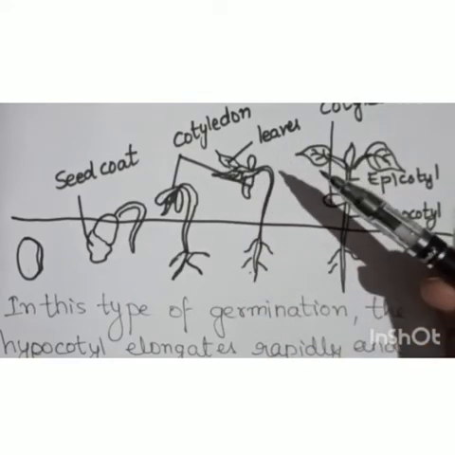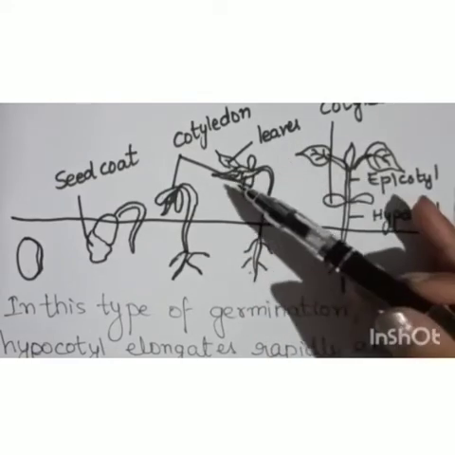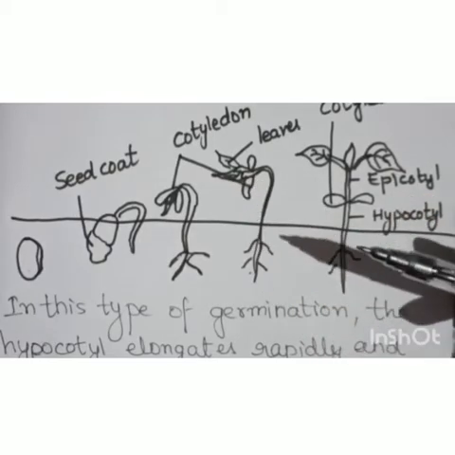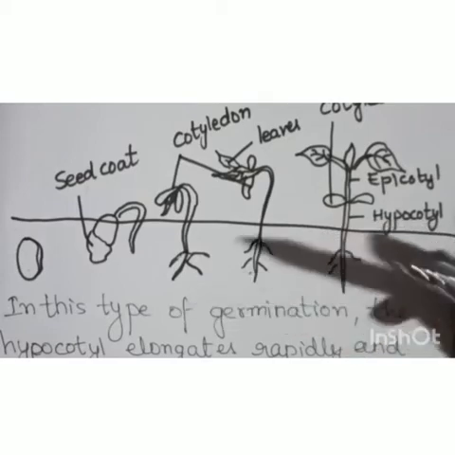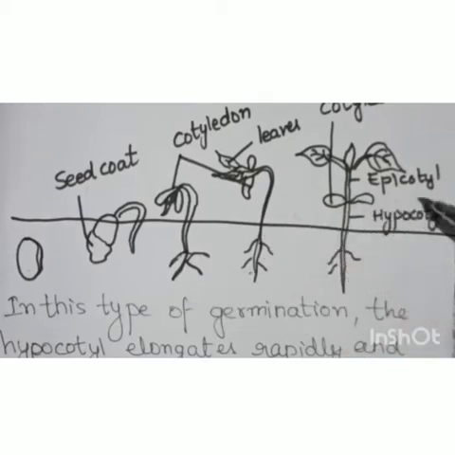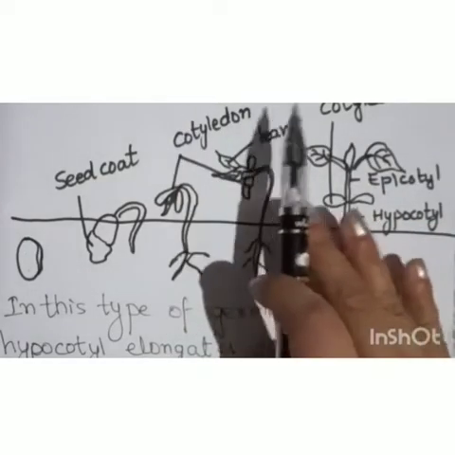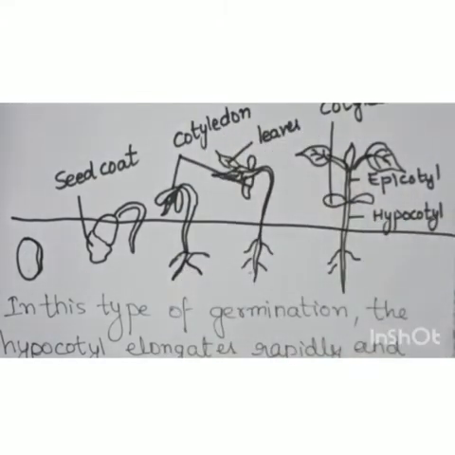And after some time, these leaves fall off, and the plumule later develops into green leaves or second leaves. So this type of germination is known as epigeal germination.